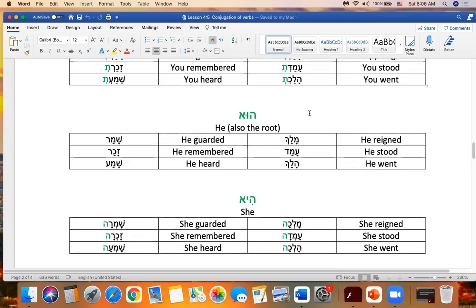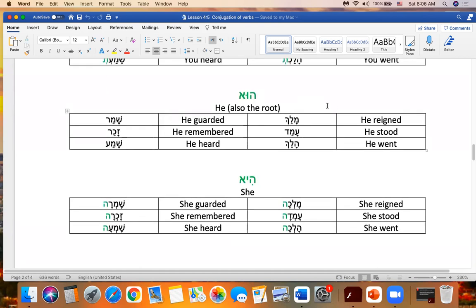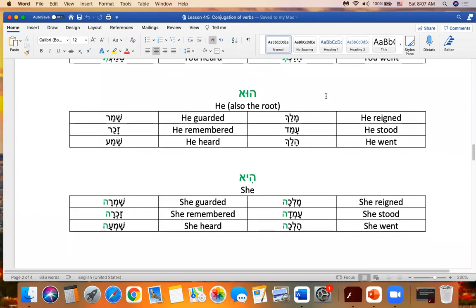Now, he is always the root. So that's the good part of the past tense, because he, third person singular, is always the root of the verb. So if you know the root, then you know the third person masculine, he. He reigned, he stood, he went, he guarded, he remembered, he heard, are all the roots. So let's go to she.